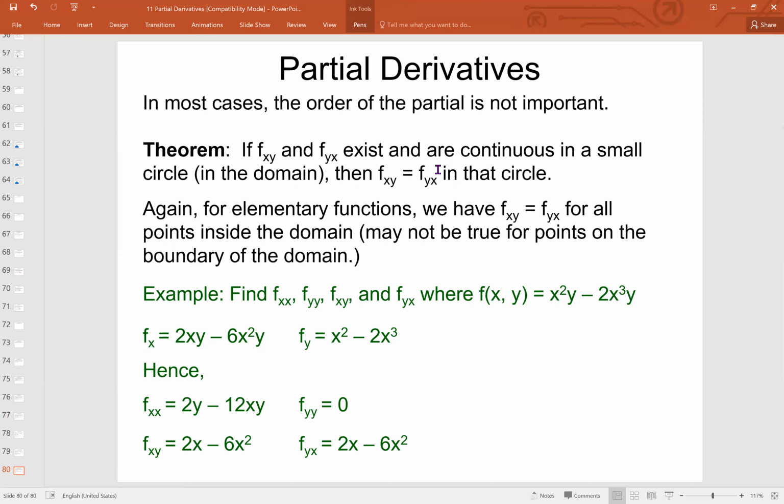And that's it. This is the summary of the partial derivatives. And bye-bye.